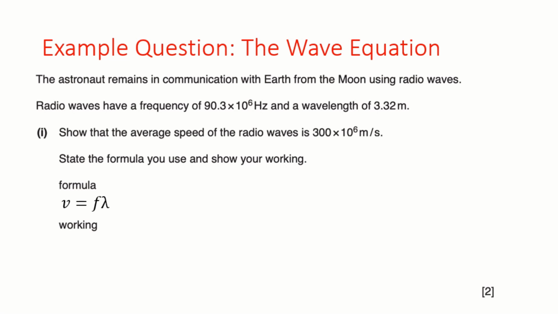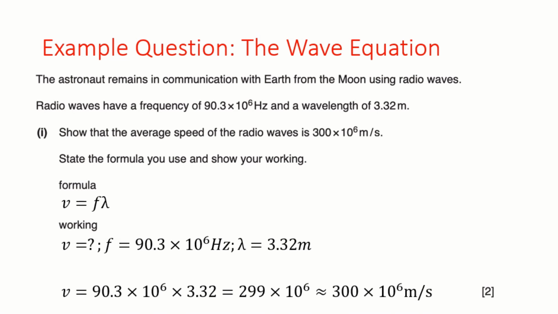Okay, I'm assuming you've had a shot there. All we have to do is put in those numbers. We know that v, well, that's a question mark, f is 90.3 times 10 to the 6, and lambda is 3.32. Quite awkward numbers there, but you'll see why these are used. If we're doing 90.3 times 10 to the 6 times 3.32, you will get in your calculator something like 299 times 10 to the 6. Now, the question here is asking you to show that this is equal to 300 times 10 to the 6. Well, 299 in physics terms is close enough to 300 to be considered the same as 300.